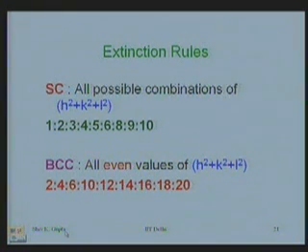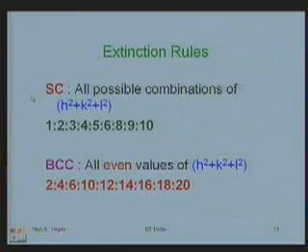Now there are rules which tell us for what values of h² plus k² plus l² I shall be observing a diffraction beam from the given crystal, or from which plane I will not be observing. For a simple cubic crystal, all possible combinations of h² plus k² plus l² are observed. That means I observe 1, 2, 3, 4, 5, 6, and 7 is not there. I observe 8, 9 and 10 and so on. Now in a simple cubic crystal, if there is only one atom on the lattice, I don't have any 200 plane. Then what is the meaning of h² plus k² plus l² equal to 4, which is 200? Second order diffraction from 100. That's very good. You have understood that.